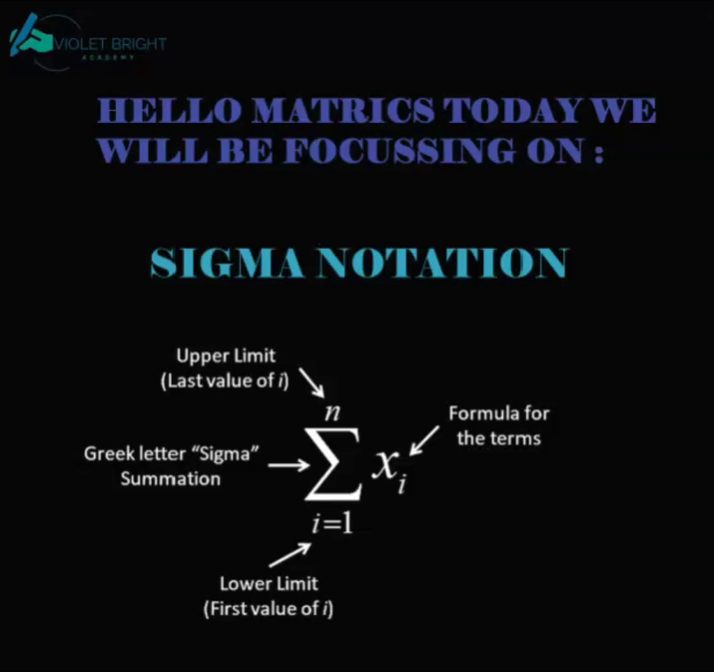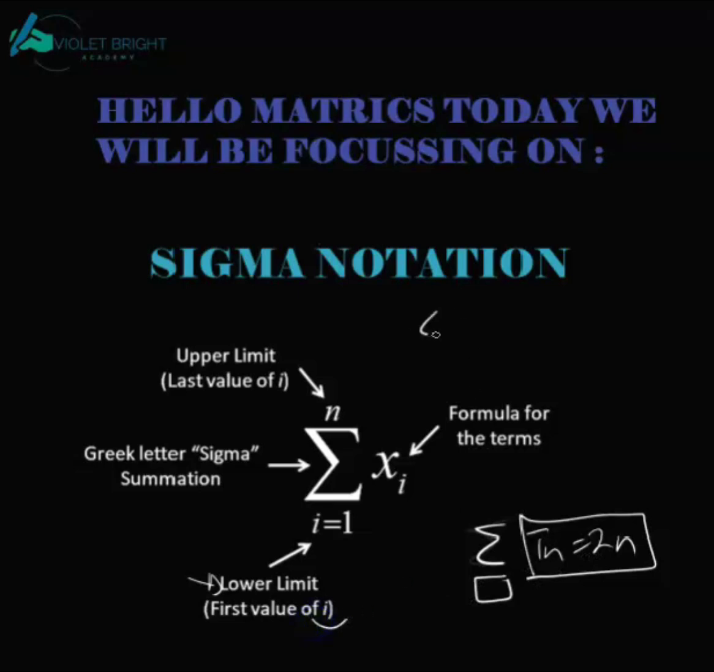So what is a sigma notation? A sigma notation is represented by this letter. It's more or less like an E, right? Basically it just means the sum of a specific term. So let's say, for example, the sum of terms in this equation, and the number below it shows the lower limit, which means the first value of the terms.